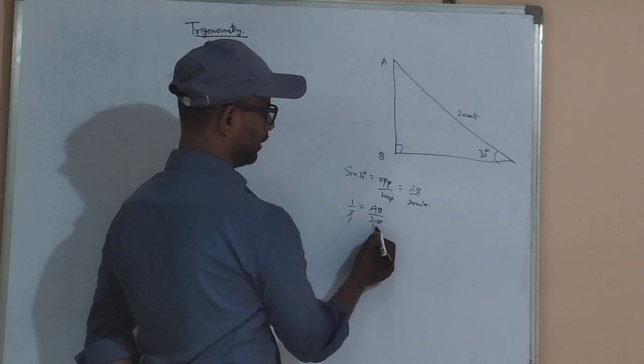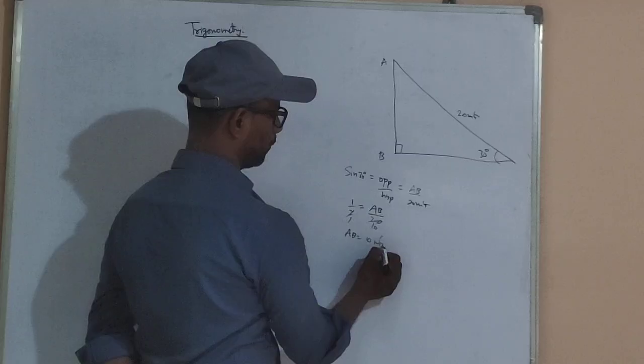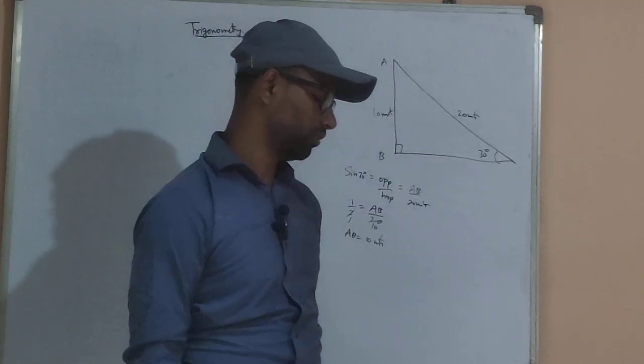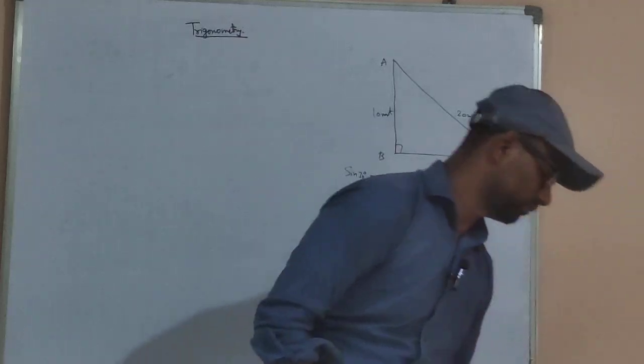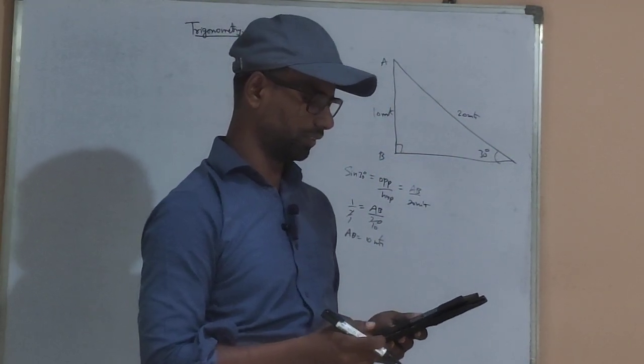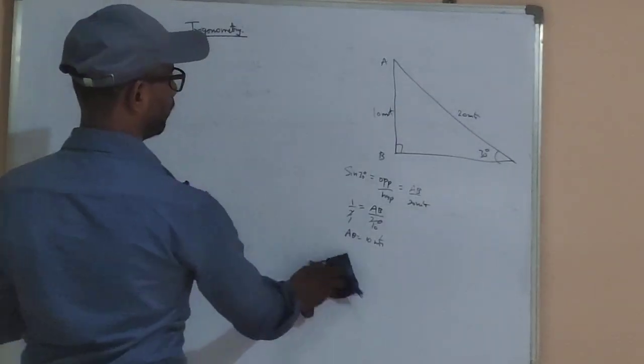2 1 ja 2, 10 ja. On doing cross multiplication, AB is equal to 10 meters. This AB is 10 meters, which is the height of the pole. So that's it. Very simple question. Next one, second question.